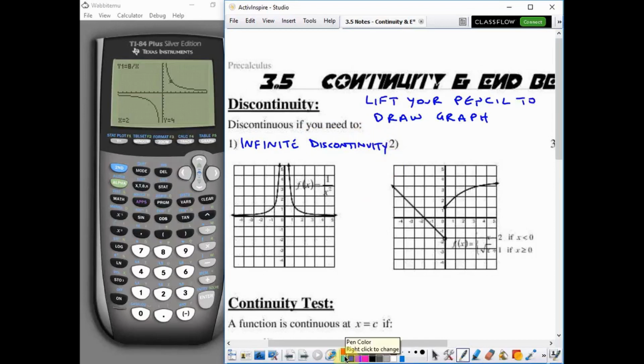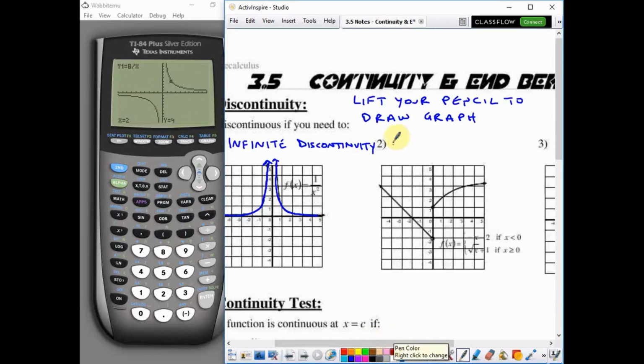Infinite discontinuity. From both sides, you can see this graph approach the y-axis, x equals 0, and it gets infinitely close, but even as these go up infinitely, they're still never going to touch x equals 0, even though they'll get infinitely close to each other.